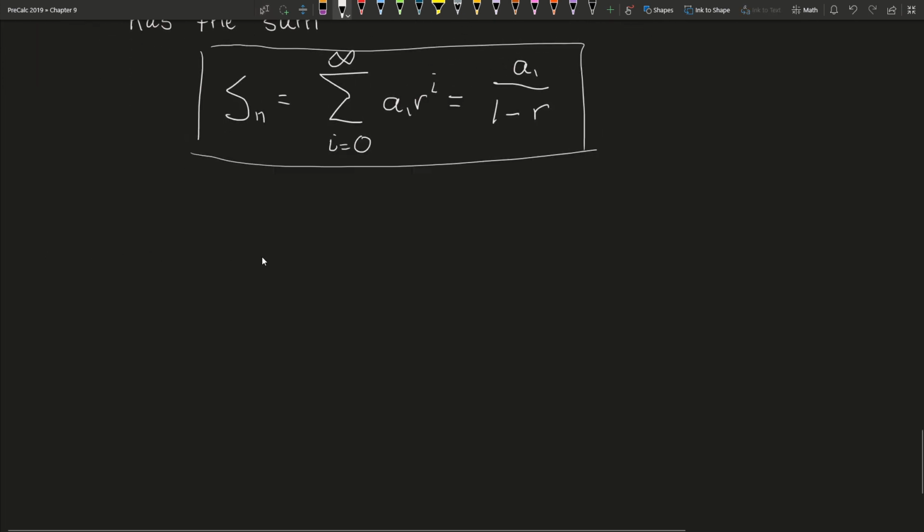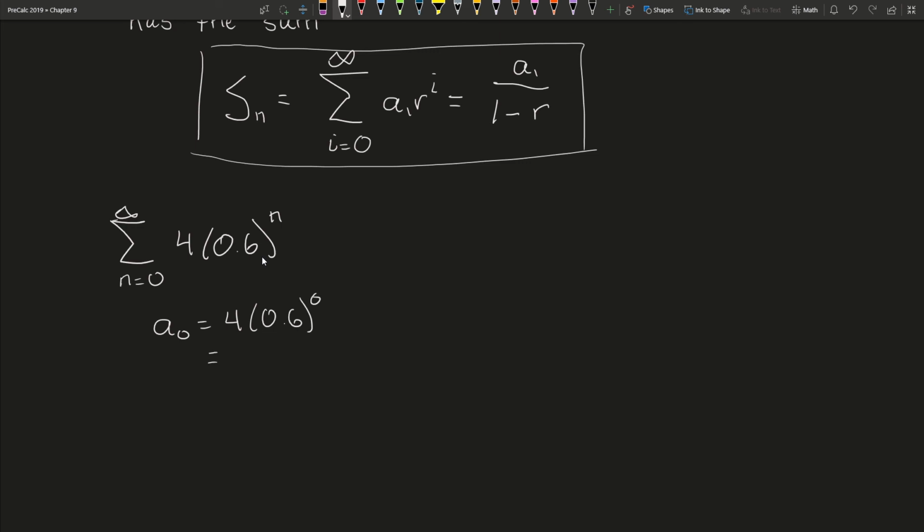So for example, and we'll just do one of these and then you guys can get to work. If we have the infinite sum of 4 times 0.6 to the nth power, and I want to have that sum, this is really just about tracking down certain numbers and then plugging them into that boxed equation. So define the zero term, we just plug in 0. And then the common ratio in this case is just 0.6. We carry out that math.